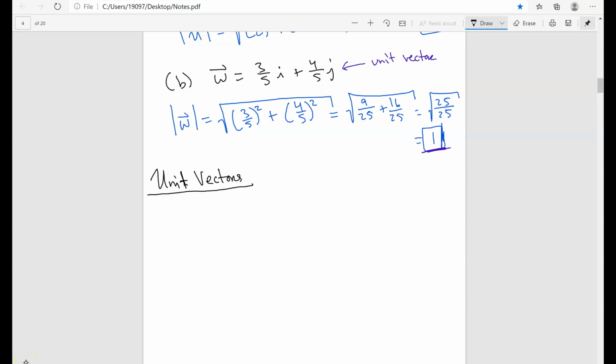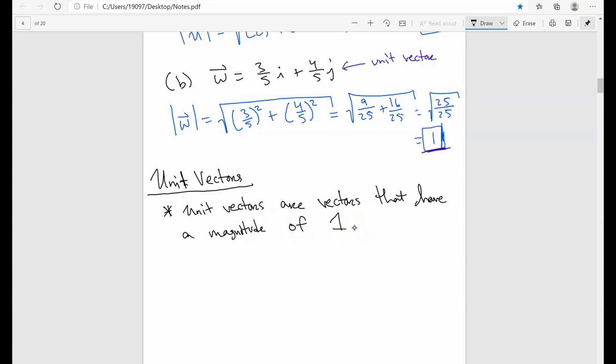So let's talk briefly about unit vectors. Unit vectors basically are just vectors that have a magnitude of 1. Okay, so the size of them is equal to 1. And they're really helpful because they help simplify a lot of different types of operations.